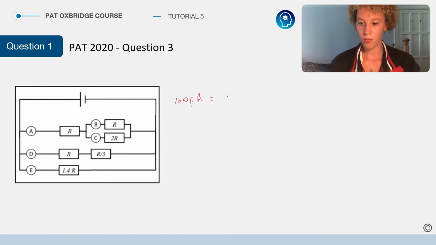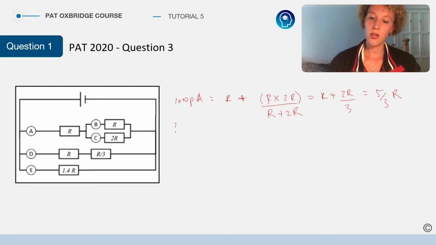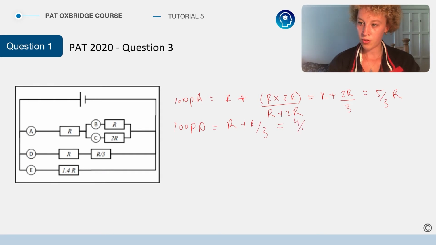So if we combine the resistors in the first loop, so for loop A, we combine R in series with R and 2R in parallel, which would be R times 2R over R plus 2R. And this is equal to R plus 2R over 3, which equals 5/3 R. Now, if we do loop D, this is just 2 in series, which is R plus R over 3, which is equal to 4 over 3 R. Now, if we can see for loop E, it's just 1.4 R.